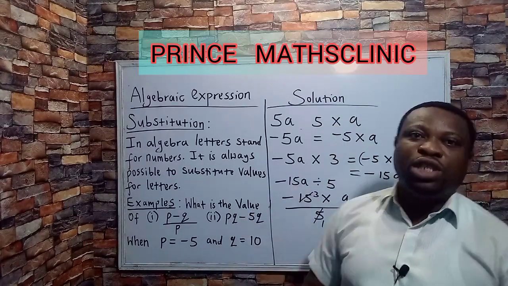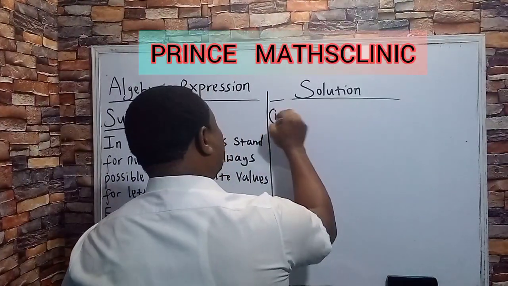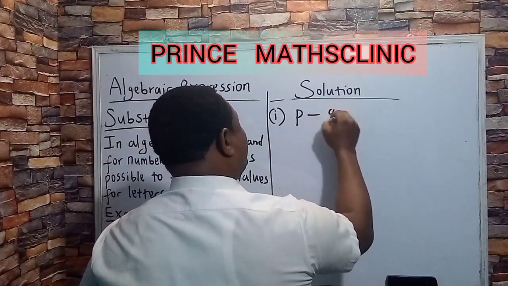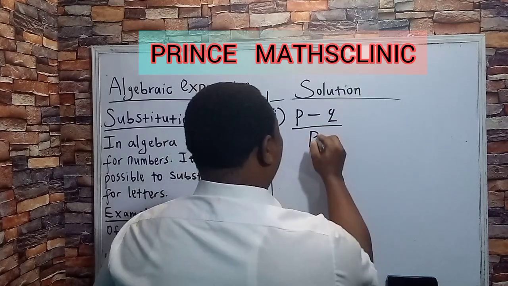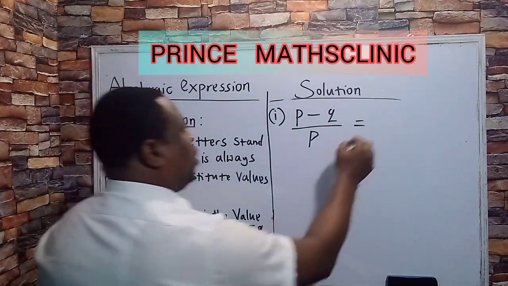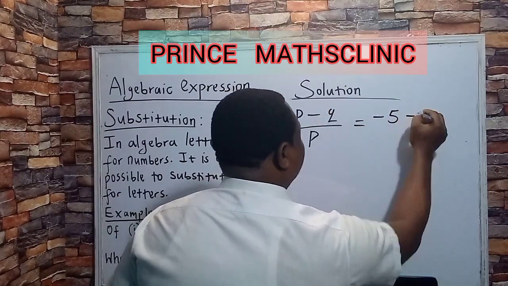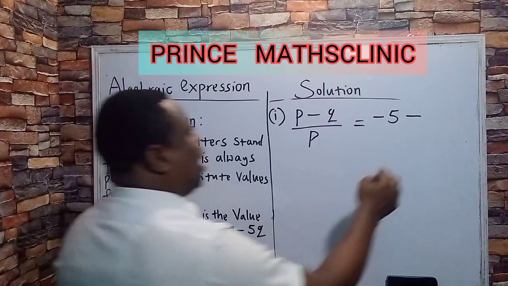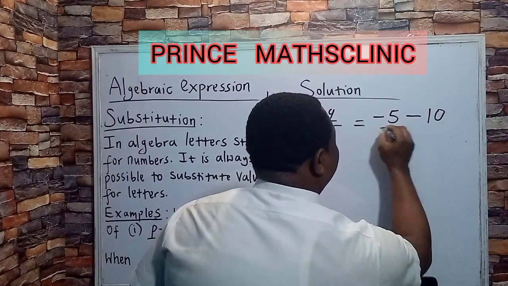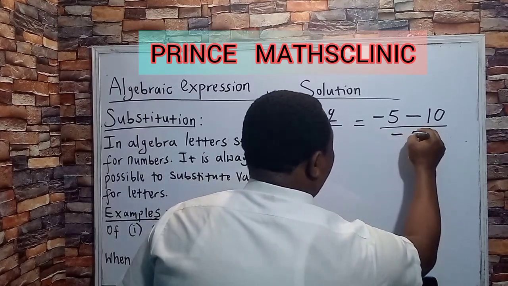Let's go right into this particular example. We're given that p minus q over p, we want to find the value, and we're told that p is negative 5. So we'll put a negative 5. Then this negative, we write it out. Then our q is 10. Then everything divided by p, which is negative 5.